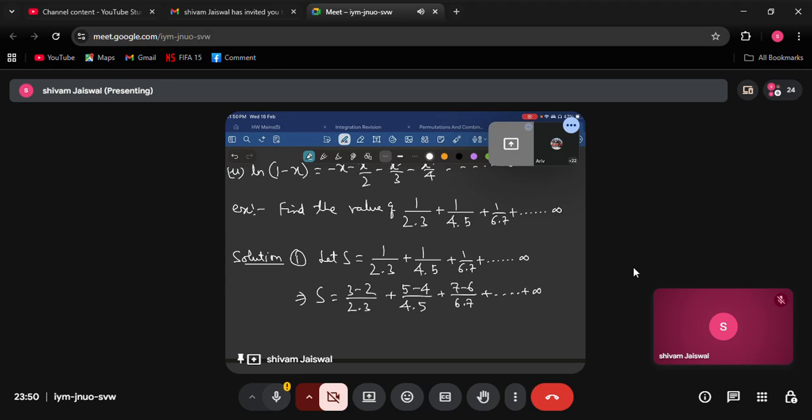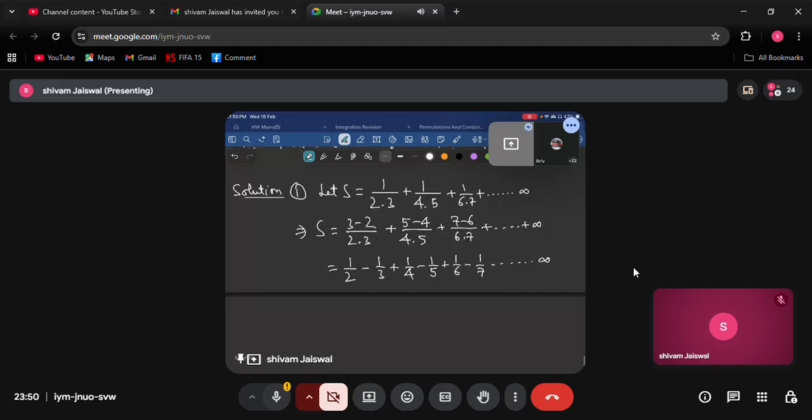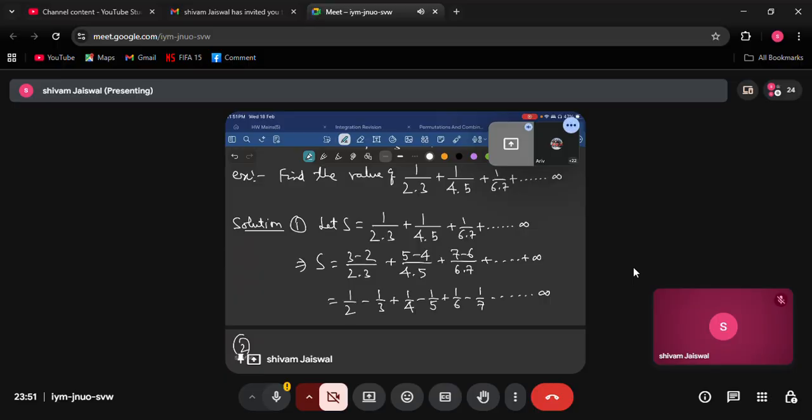Okay, next. So everyone, we can write it as 1 by 2 minus 1 by 3 plus 1 by 4 minus 1 by 5 plus 1 by 6 minus 1 by 7 dot dot dot infinity. This is step 1. Step 2, you need to identify what kind of series it is. What do you think? Is it log or exponential? Tell me.